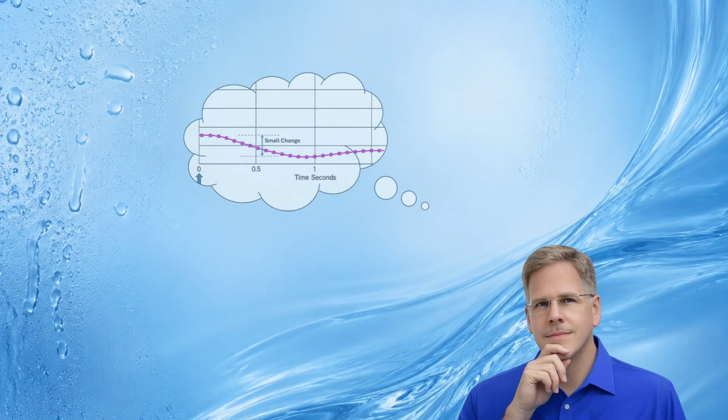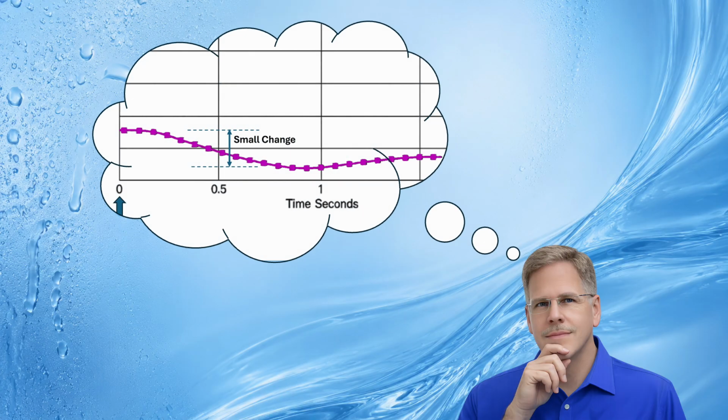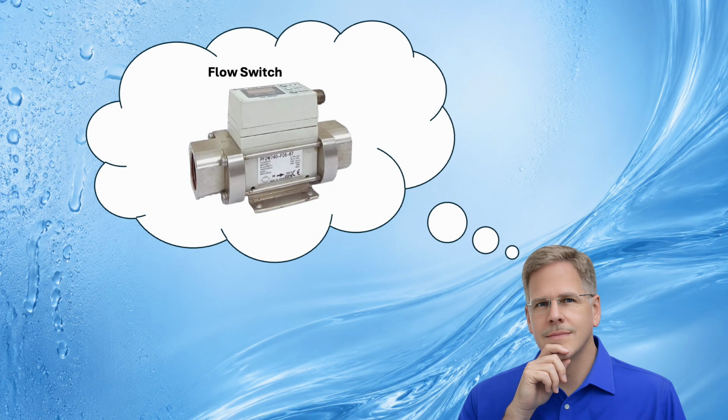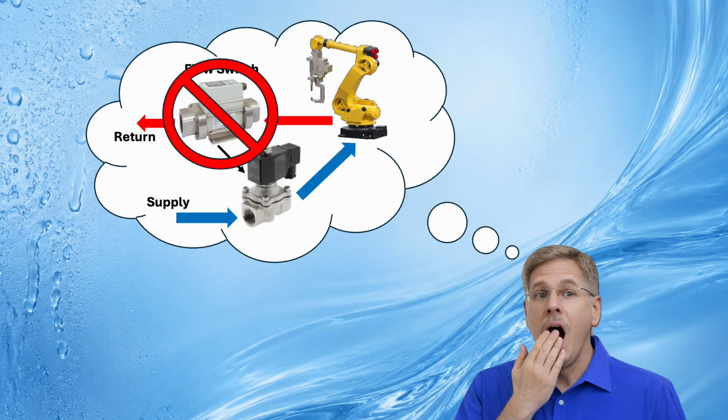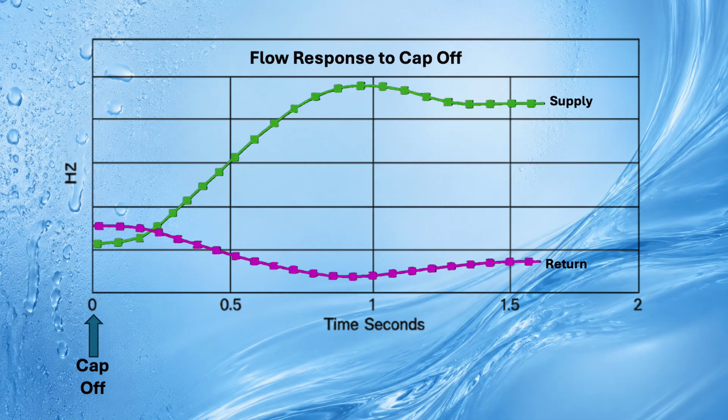This lower response from the return sensor is why relying on a single flow switch on the robot return line to detect cap-off often proves to be a dicey proposition. So, the obvious way to detect a cap-off with two flow sensors is to convert the frequency outputs to flow rates and compare them to each other. The problem with this is time.